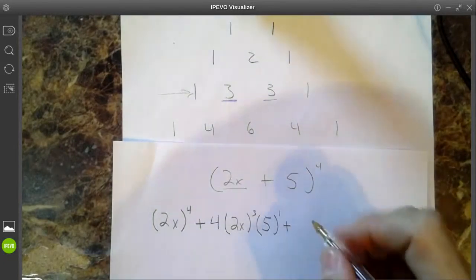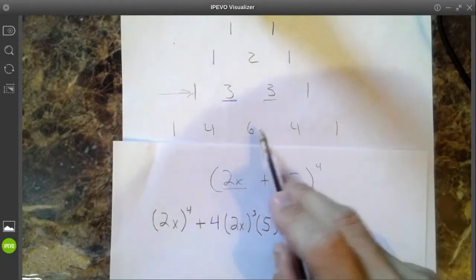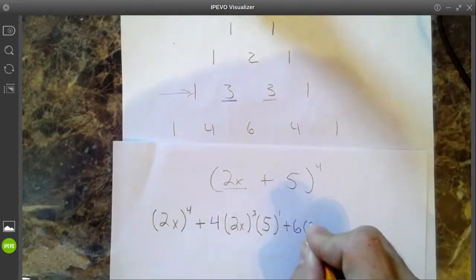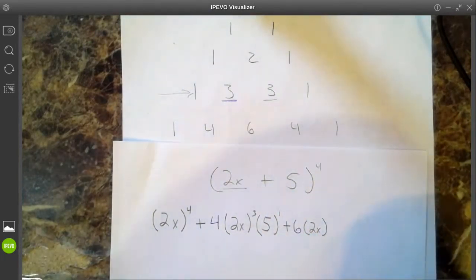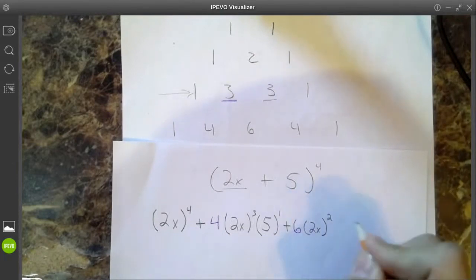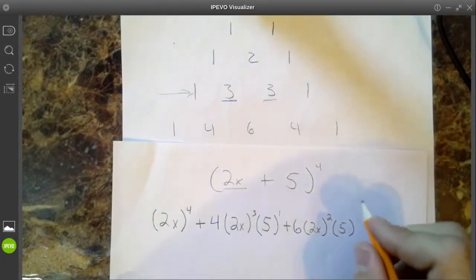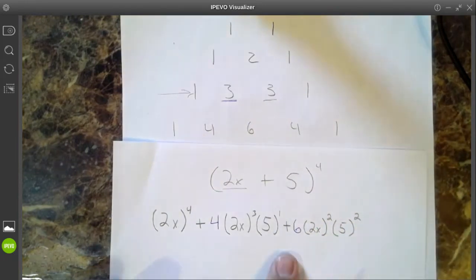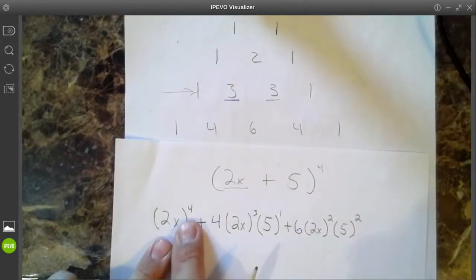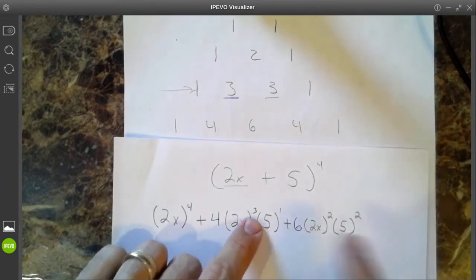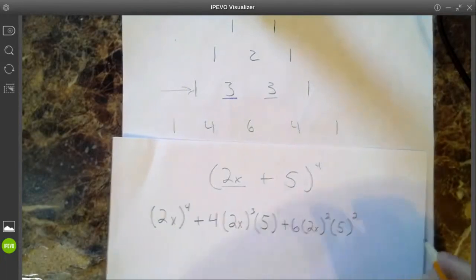Plus, my next coefficient is going to be a 6 right there. Then it's going to be 2x to the second power. And it'll be a 5 to the second power. So you see how the powers here, 4, 3, 2, and then the powers for the 5s are going up. But also notice how the powers add up to 4. That's kind of the helpful part.